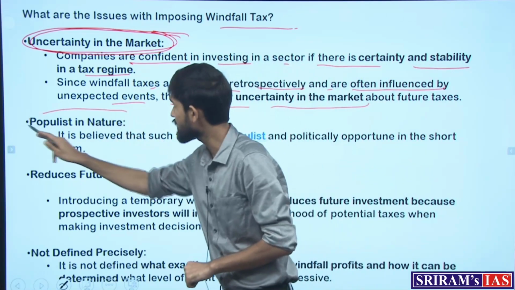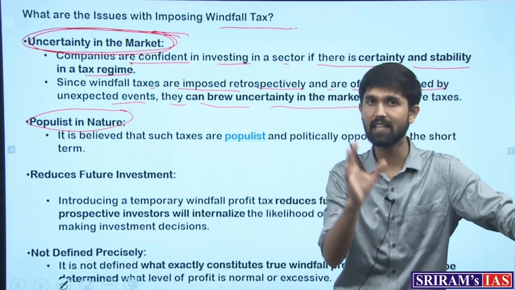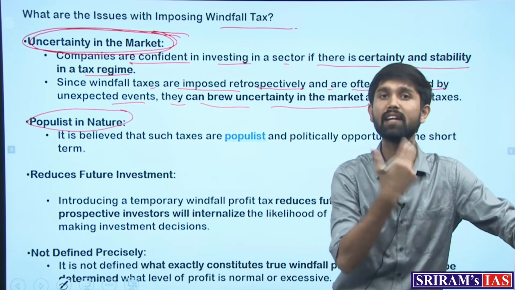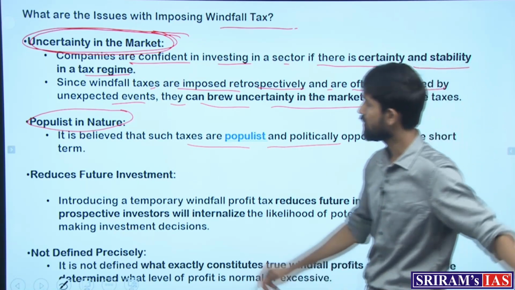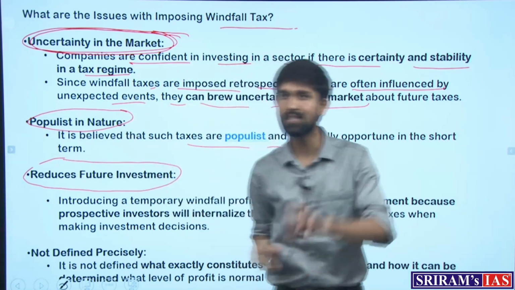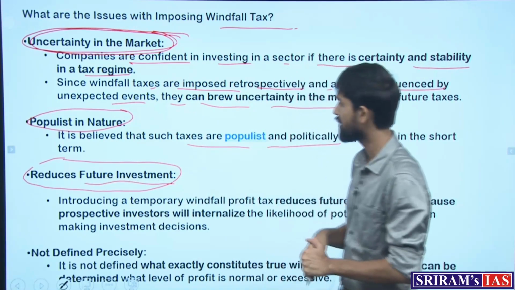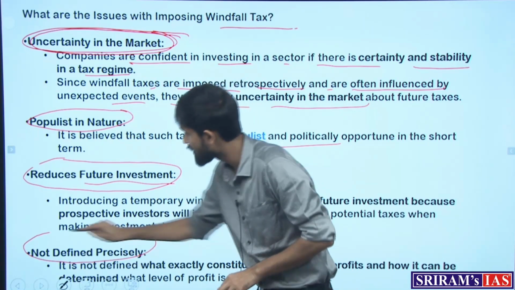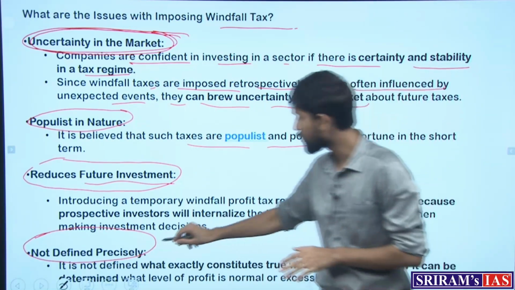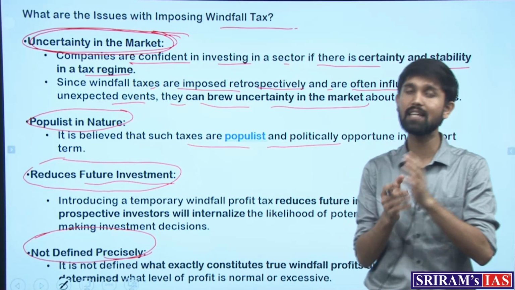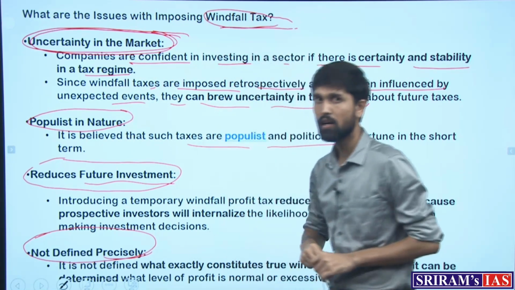Then they are also populist in nature. What do you mean by populist in nature? By saying that windfall taxes are populist in nature, it is said that the rationale for them is benefiting the public at large, and that is why such taxes are also termed populist or politically motivated. Then such taxes also reduce future investment, since they create uncertainty in the market and companies are discouraged from carrying on their business. The major problem also is that it is not defined precisely which companies under which tax slabs would be levied with the windfall tax. That has not been defined precisely, which again creates confusion in the minds of the companies. So these are some of the issues involved with the levying of windfall tax.